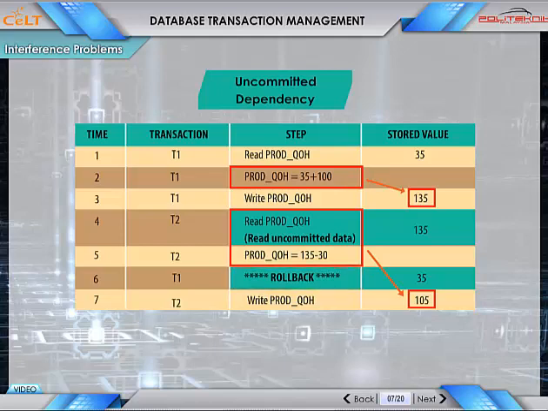Next, the first transaction is rolled back, so the stored value for the first still remains 35, but for the second it will be 105.